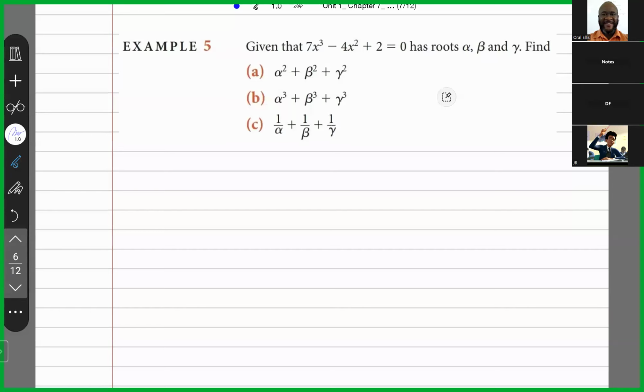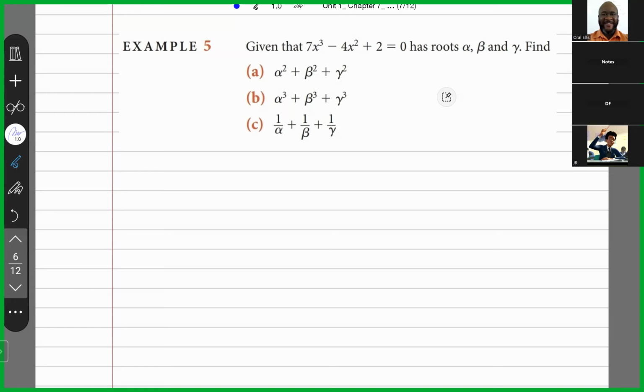All right, so example 5. Example 5 says, given that 7x cubed minus 4x squared plus 2 is equal to 0 has roots alpha, beta, and gamma, find A, alpha squared plus beta squared plus gamma squared.